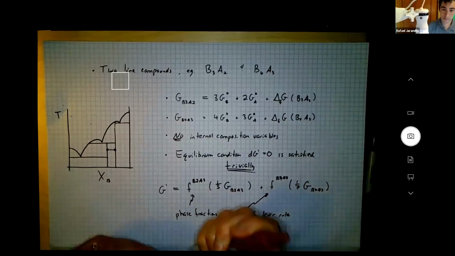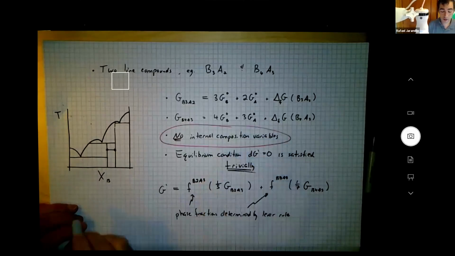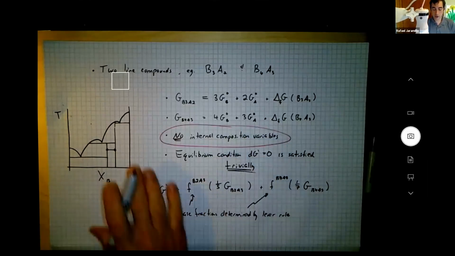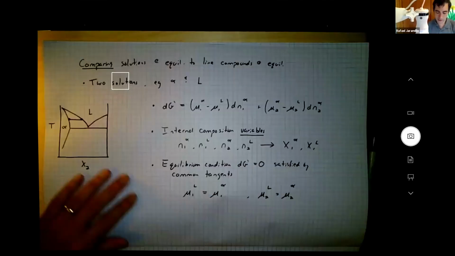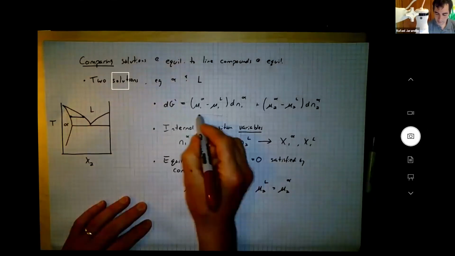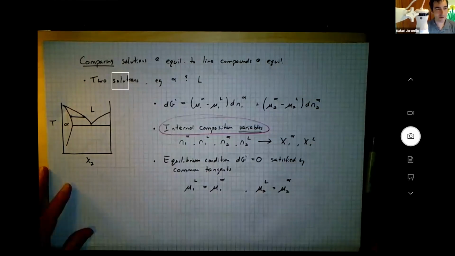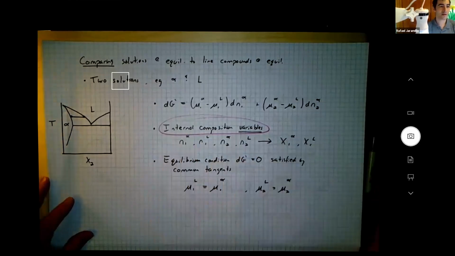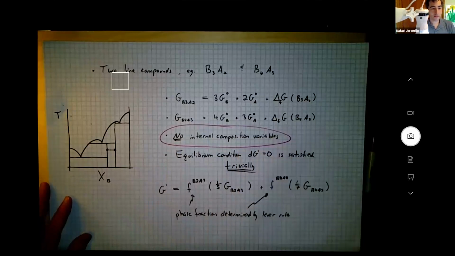This is really the point. When you have line compounds in coexistence, in equilibrium, there are no internal composition variables. Whereas when you have solution phases in equilibrium, the internal compositions are variable. And that's what's led to everything we've been enjoying over the last month and a half, the fact that in solution phases the compositions are variable. And now we have these cases where the compositions are not variable anymore.